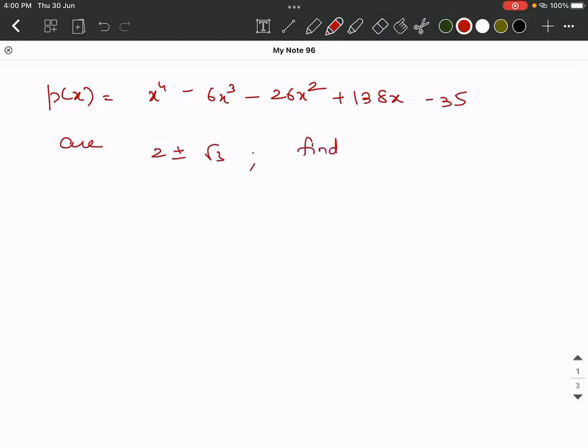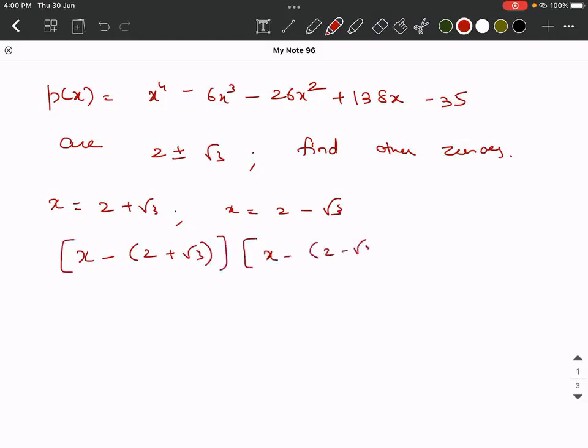Then find the other zeros. So how to solve this? You need to first find the factors. So x is equal to 2 plus root 3 is one factor. x is equal to 2 minus root 3 is another factor. So x minus 2 plus root 3 into x minus 2 minus root 3 will be the product of those two factors. So what will you get there?